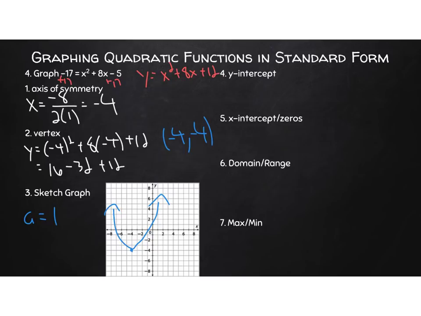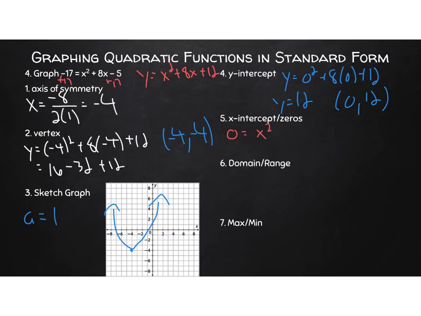So remember, we're going to do that by substituting 0 in for x. So we get y equals 0 squared plus 8 times 0 plus 12. So then we get y equals 12. So our y-intercept is at 0, 12. And then find our x-intercepts, or our zeros. What we want to do is substitute 0 in for y.